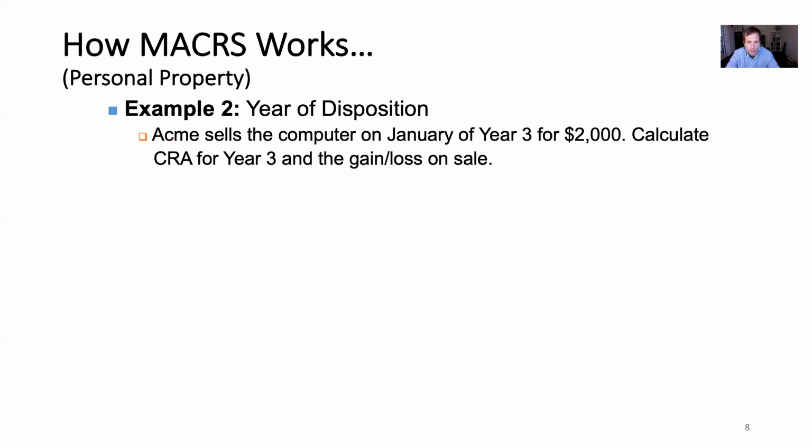All right, so here's our tables. Let's suppose that Acme sells the computer in January of year 3 for $2,000. When I use CRA, I mean cost recovery allowance. It's a short way to say it because it covers depreciation or amortization or whatever, but just FYI, CRA means cost recovery allowance. Usually that's depreciation.